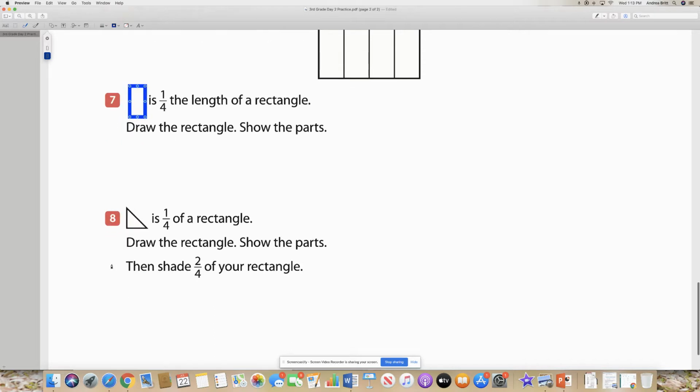Same thing for number 8. This right here is 1/4. This is 1/4 of a rectangle. Draw the rectangle, show the parts, and then you would shade 2/4.